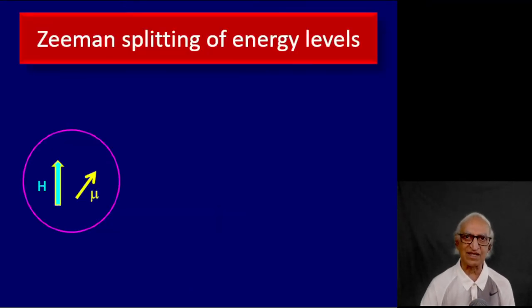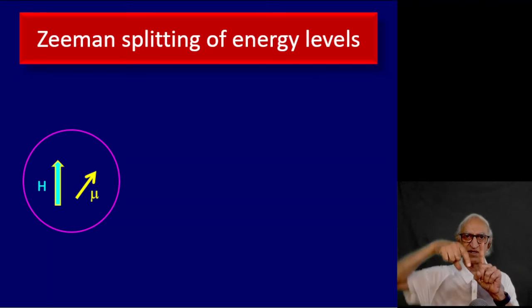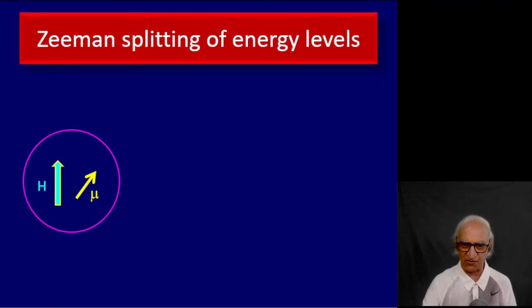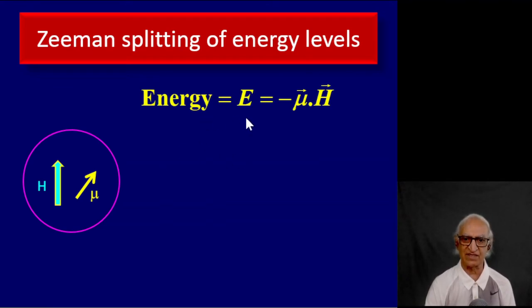Now, to understand that, let us digress for a few moments and discuss the Zeeman splitting of energy levels. What do we consider in Zeeman splitting? Let us consider a magnetic moment, a small Bohr magnet mu, in the vicinity of an external magnetic field H. And let us ask, what is the energy of interaction of the two magnetic moments? If there are two Bohr magnets, if they are north pole aligned, the energy will be different, and if the north pole and south pole align, the energy will be different. The energy of interaction between these two magnets is given by minus mu dot H, where mu is the magnetic moment and H is the magnetic field.